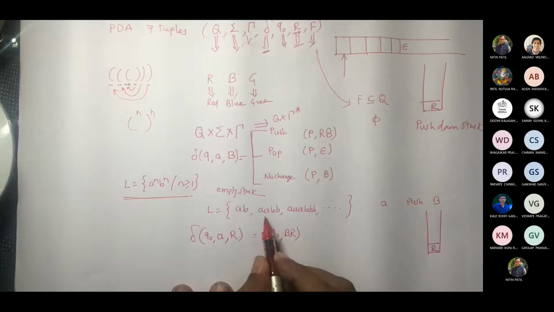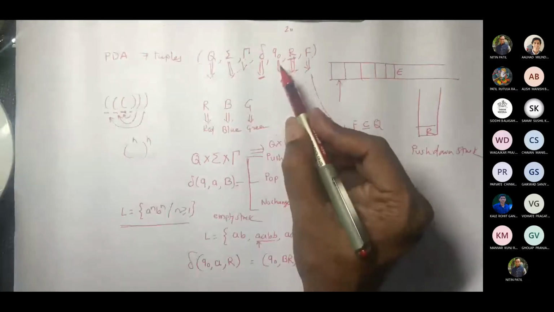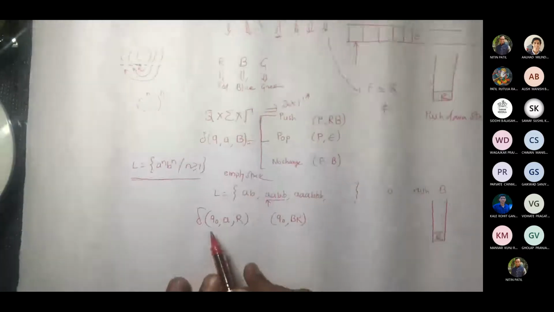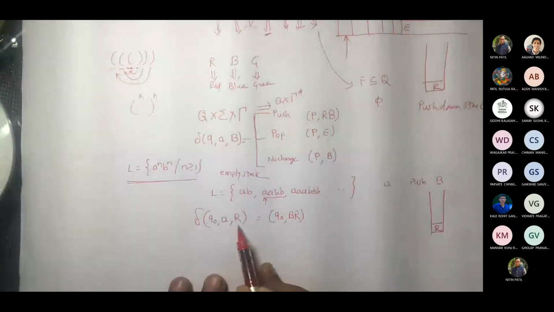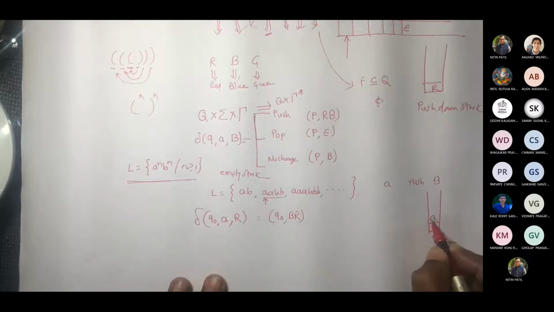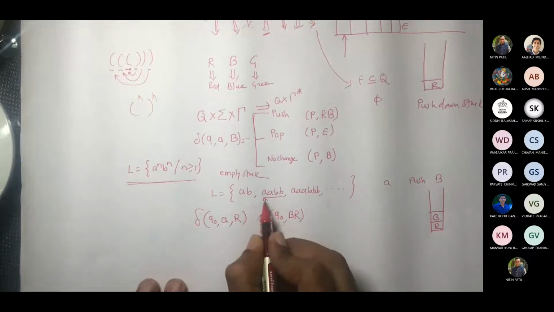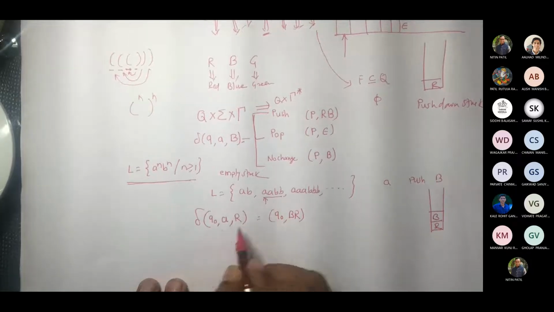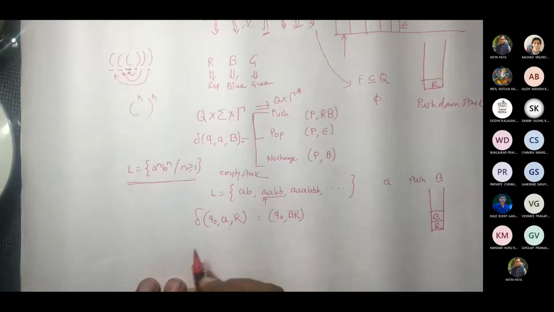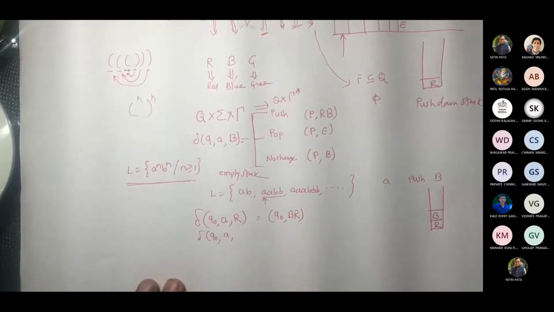Suppose my string is this, so I see first A. For A, I was in Q0, as per my definition of the PDA, Q0 A, and then at the top of the stack R. Then I'm going to take this and push an element here, blue. Whenever you apply one transition function, the read head moves to the next. So now I have Q0 A. What is the top of the stack now? It is B, correct?